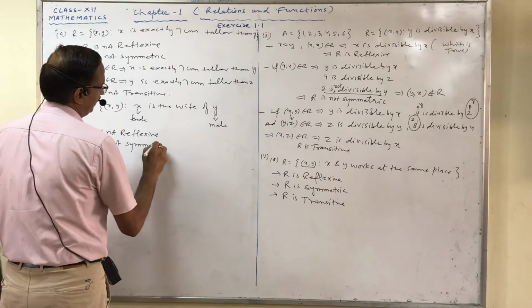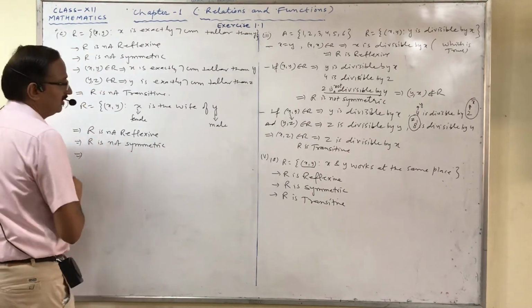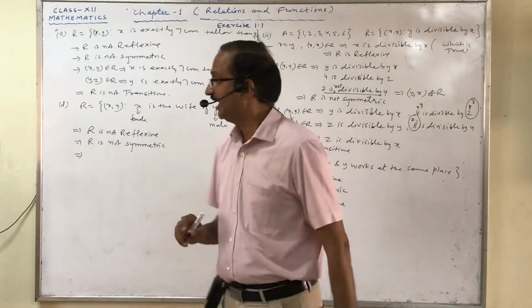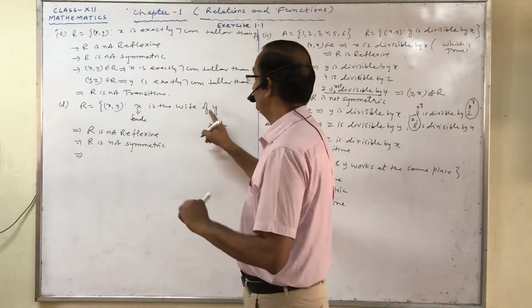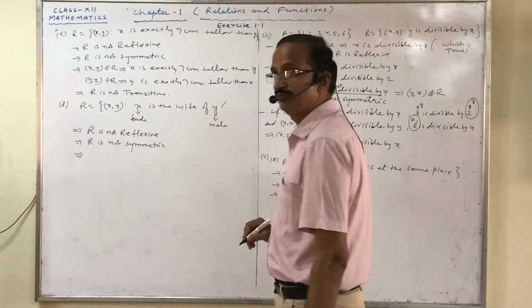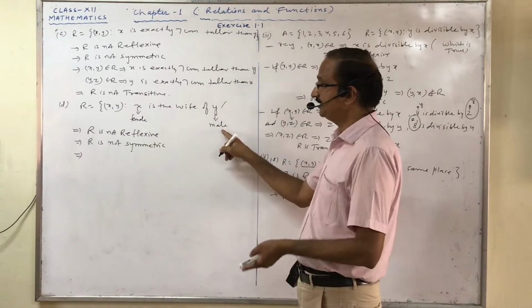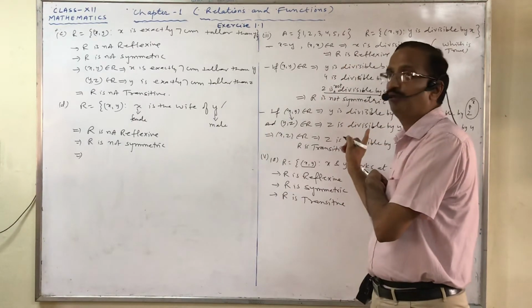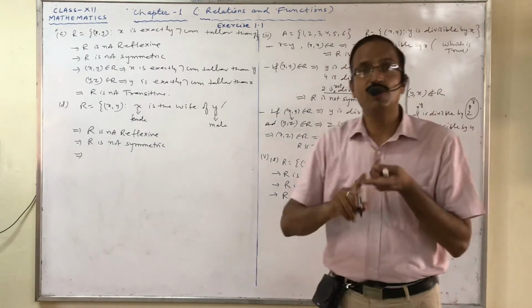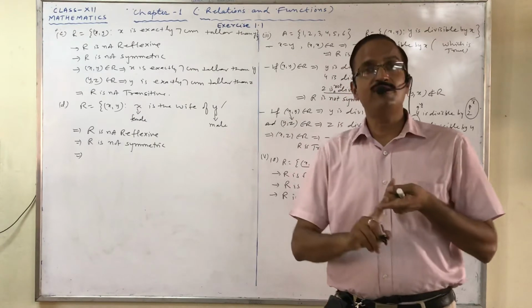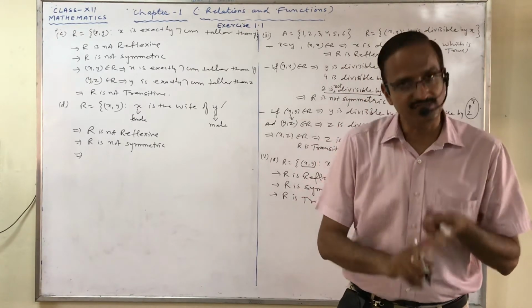Now come to transitive. X is the wife of y. It is possible. Is it possible that y is the wife of somebody? No. The second relation is not possible. So by default, we can say that it is transitive.